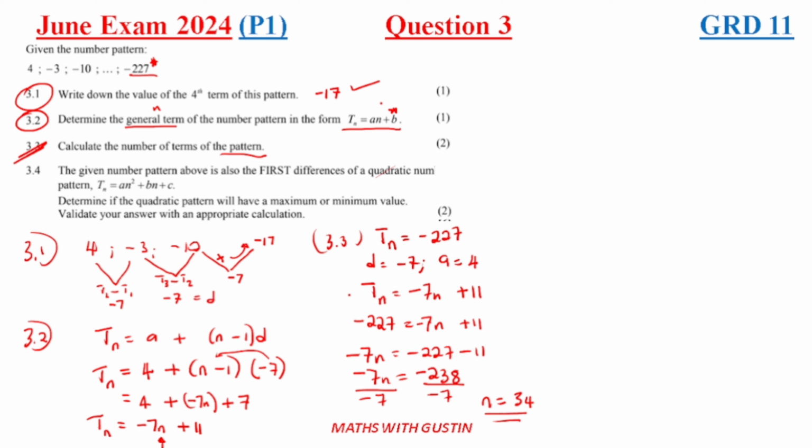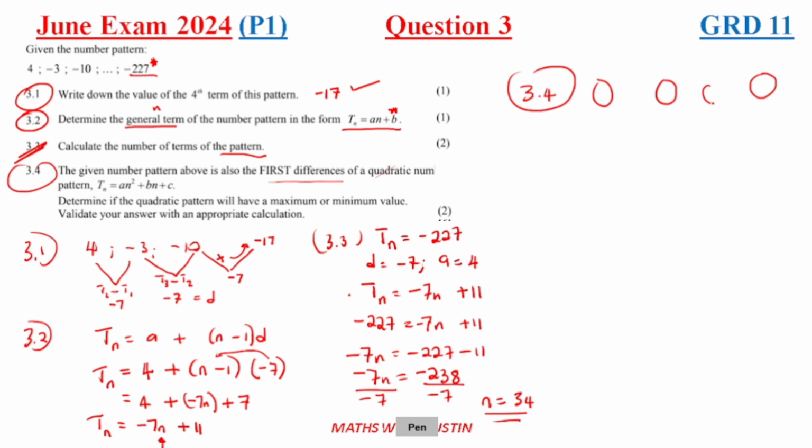So this simply means this pattern has 34 terms, right? Okay, quite an interesting one, the way they have asked the question here. They have said that the given number of terms above is also the first difference of a quadratic pattern. So it means here you have got a pattern here. So therefore this will give you the first difference of a quadratic pattern.